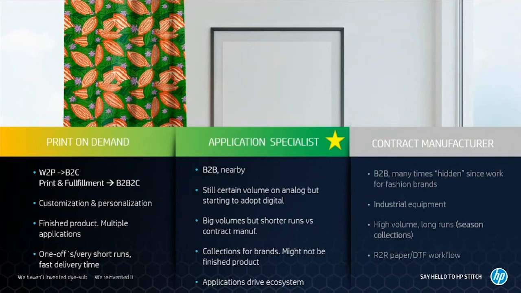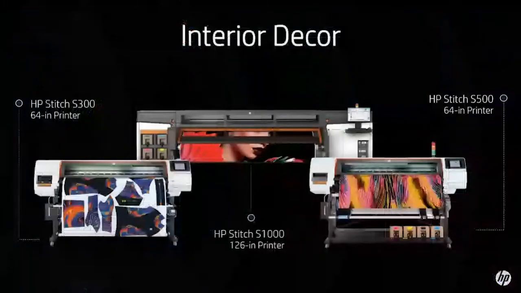This is the realm that I came from. And a lot of times, you see many times hidden since the work is for fashion brands. We did a lot of work for online retailers. And so we were the production house for those retailers, and we decided to really stay in the shadows. So these are the 3 different parts or dye sublimation or textile printing aspects of this segment of the industry.